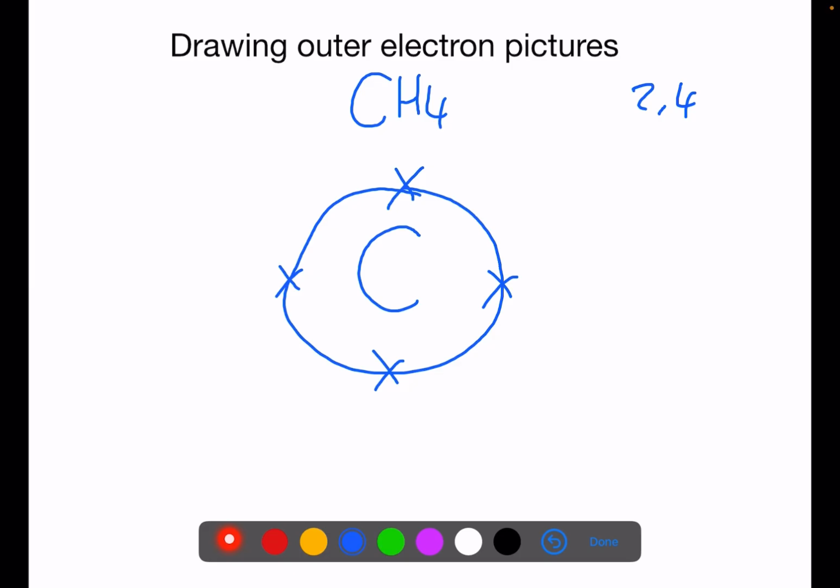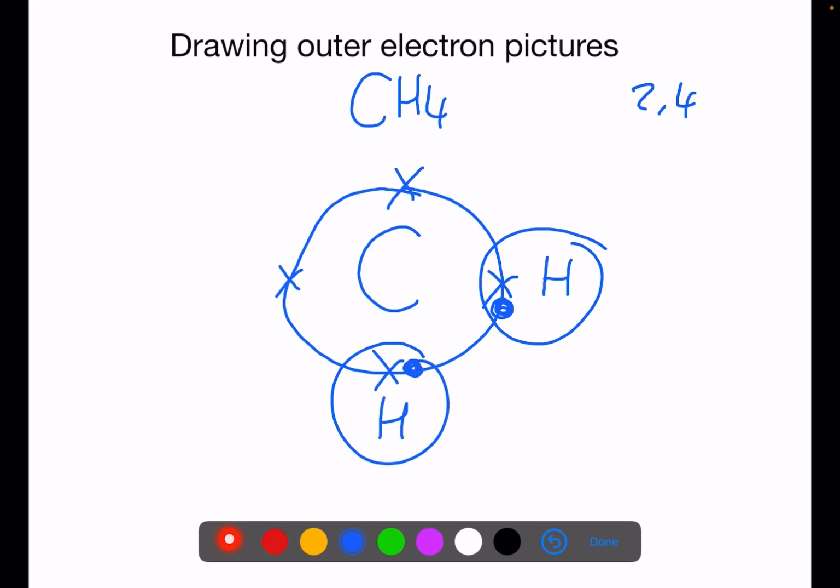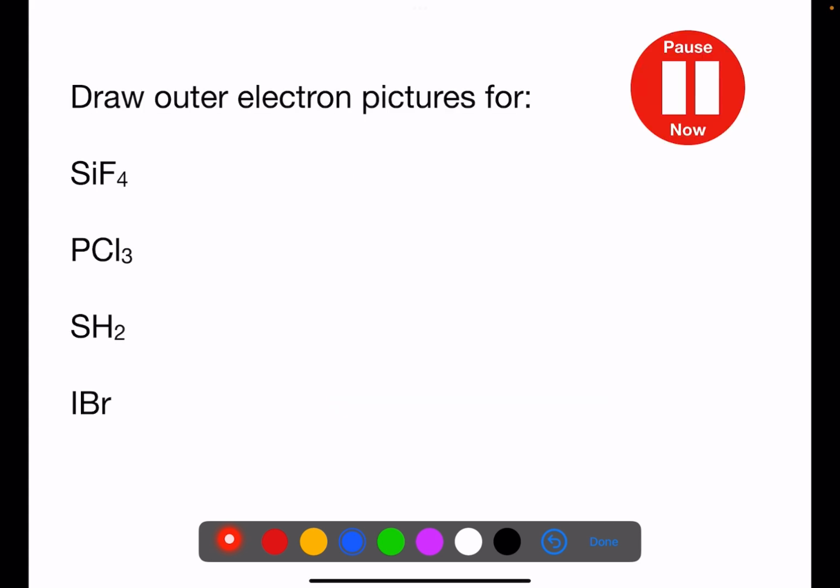And then we're going to add on our hydrogens. So hydrogen only has 1 electron, and we're going to add 1 hydrogen at each point, making sure you have an overlap region for your 2 electrons. So here we have our outer electron picture for CH4 methane. Pause the video and try to draw outer electron pictures for these examples.